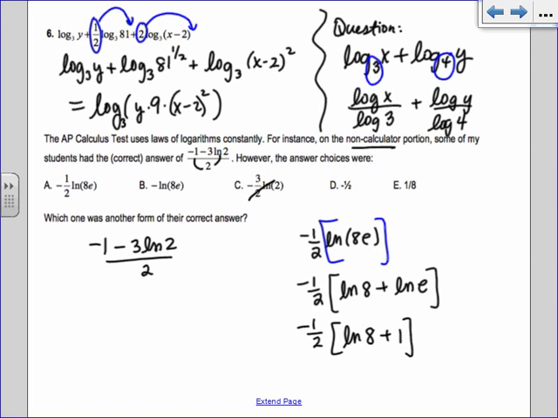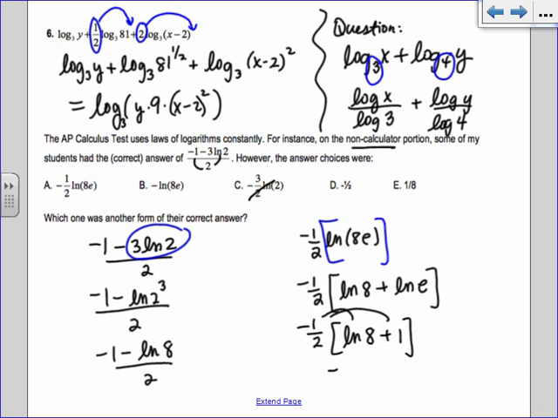But ours has a 3 natural log of 2. What can we do with numbers up front? You can make them powers, right? So I have -1 minus natural log of 2 cubed all over 2, so I have -1 minus natural log of 8 all over 2. Am I almost there? We actually are. If you distribute this -1/2, you get negative natural log of 8 all over 2 minus 1/2. And if you write it with a common denominator, it's exactly the same thing.